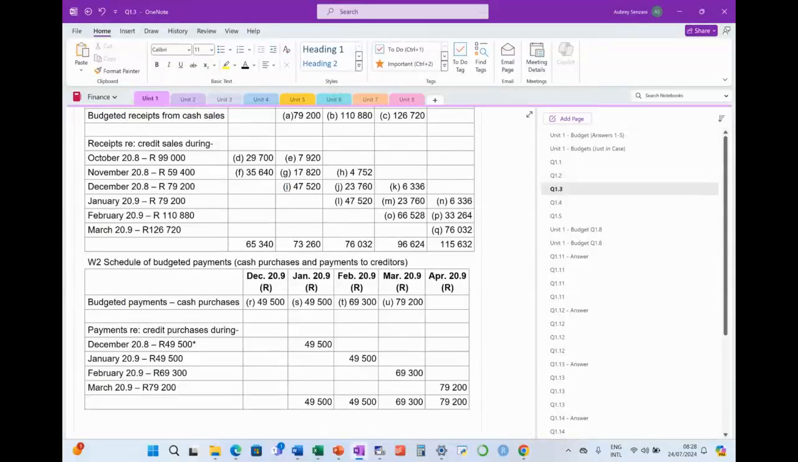So 100%. Only bank is needed there, and we know it's favorable. We know where we're going to use it. So let's go on to number 8, the last one. Credit sales were as follows during 2008. October, 99,000. November, 59,400. And then finally, December, 79,200. Why are they telling us about October, November, December credit sales when we are concerned with January, February, and March?